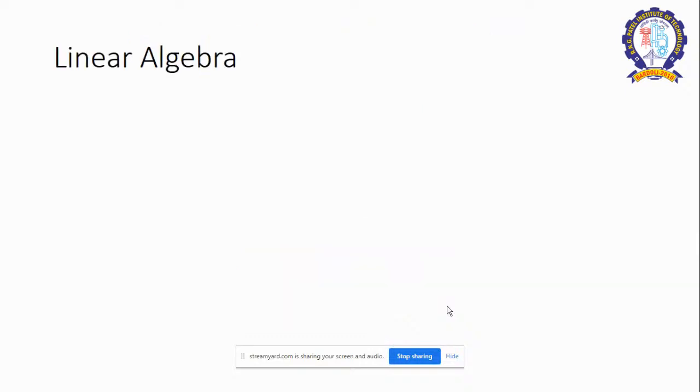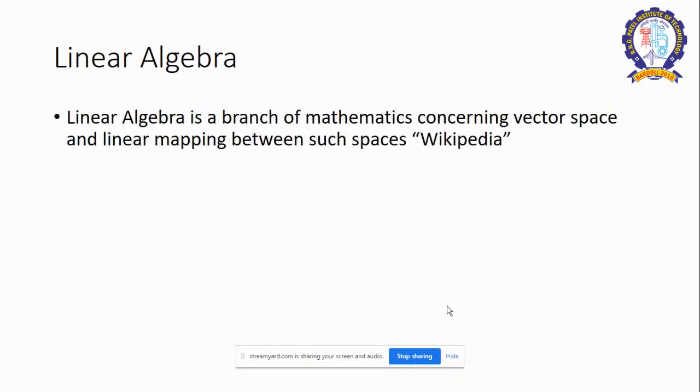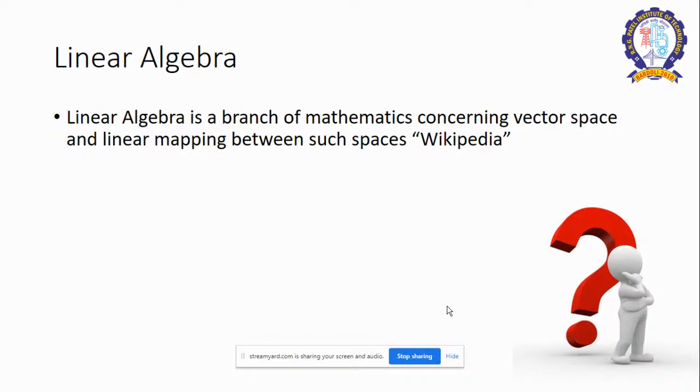While making this presentation, I visited many sites to find out how linear algebra works. At the beginning, I searched for the definition of linear algebra, and the definition from Wikipedia is: linear algebra is a branch of mathematics concerning vector spaces and linear mapping between such spaces. Whenever we discuss this definition, there are many words that are not understood by normal people who are not in mathematics, such as vector space, linear mapping, and so on. So it is a very confusing definition.